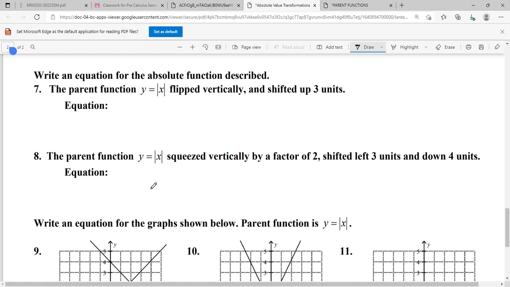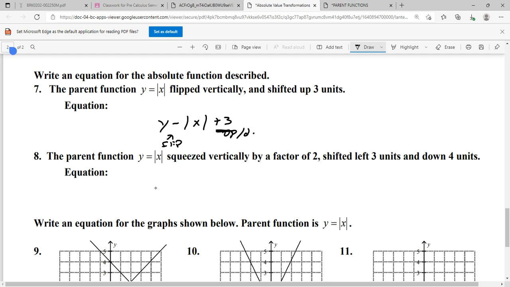Write an equation for the absolute value function described. All right, so we want to flip this vertically. So we're going to have y equals, there's going to be a negative right there. And shift up 3 units. Up 3 units, that's going to be absolute value of x plus 3, right? Because our k has to go there. So this is going to be our up, down. And that's going to be our flip. Okay.